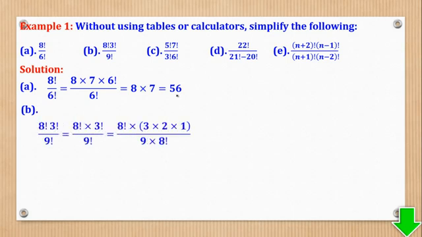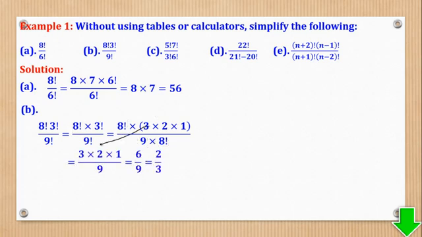Then part B. When you see 8 factorial, 3 factorial, it means that in between there is a multiplication sign. Here we have 8 factorial and here 9 factorial. So it is 9 which shall expand, so it will become 9 times 8 factorial. The reason why we stop at 8 is that this can cancel with this. And for 3 factorial, expand up to 1: 3 times 2 times 1.